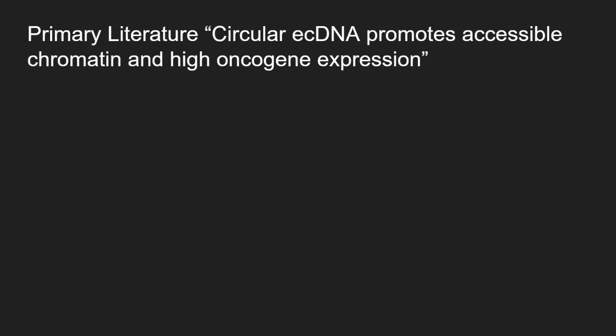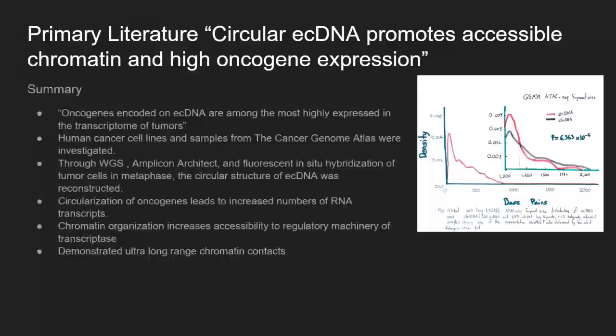As for the primary literature, "Circular ecDNA promotes accessible chromatin and high oncogene expression." This is the summary. Oncogenes encoded on ecDNA are amongst the most highly expressed in the transcriptome of tumors. Human cancer cell lines and samples from the Cancer Genome Atlas were investigated through whole genome sequencing, AmpliconArchitect, and fluorescent in situ hybridization of tumor cells in metaphase. The circular structure of ecDNA was reconstructed.